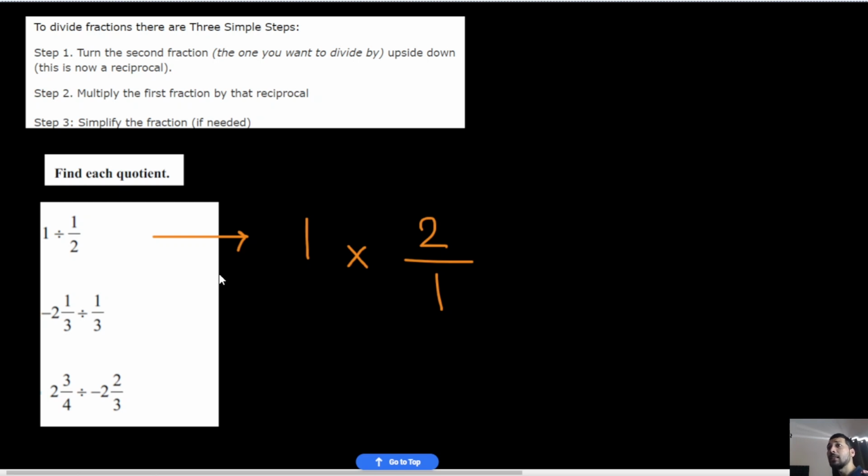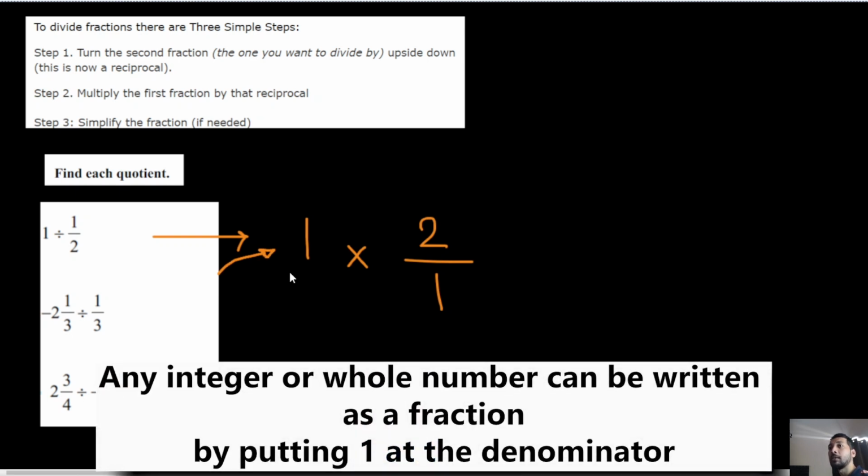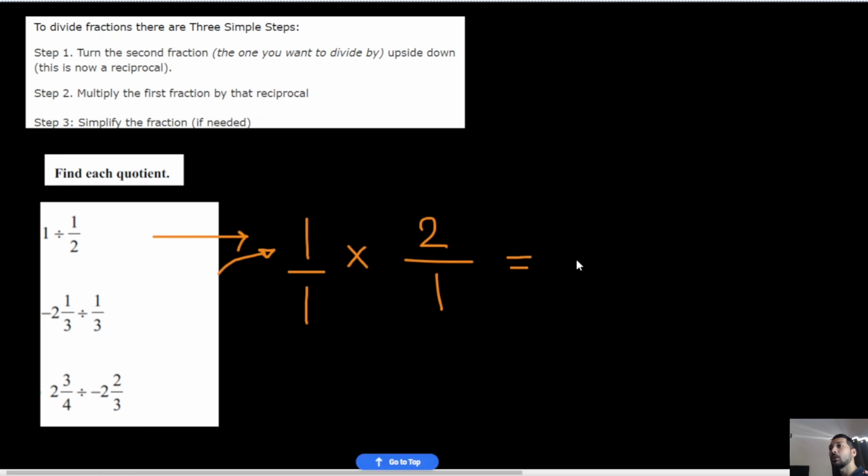Now to turn this whole number into a fraction, we simply put it over 1. So now we have 1 times 2, that is 2. And 1 times 1, that is 1. So 2 over 1 simplifies to just 2. This is how we do the fraction division. Now let's look at the second problem.